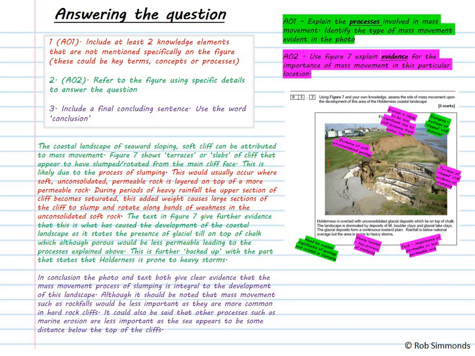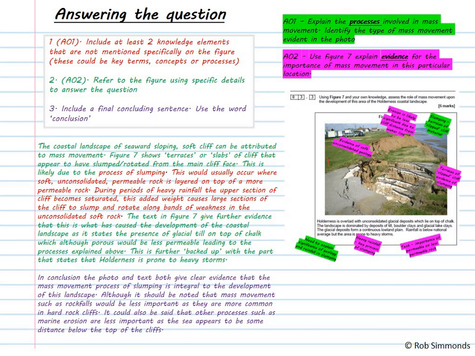So in conclusion, the photo and the text both give clear evidence that mass movement and the process of slumping is integral to the development of this landscape, although it should be noted that mass movements such as rock falls would be less important as they are more common in hard rock cliffs. It could also be said that other processes such as marine erosion are less important as the sea appears to be some distance below the top of the cliffs.